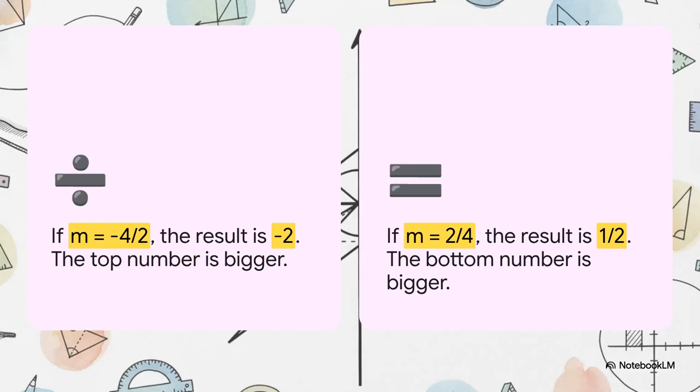And the second trap is just going on autopilot when you simplify a fraction. Look, in our first example, we had 2 over 4. That correctly simplifies to 1/2. But in the second one, we had -4/2, which simplifies to -2. You can't just divide the bigger number by the smaller one. You absolutely have to respect which number is on top.